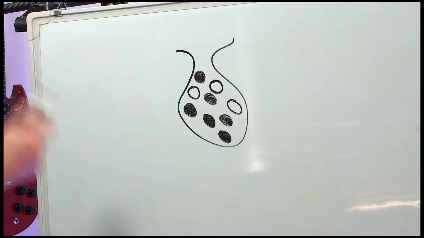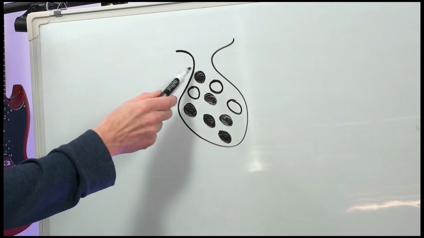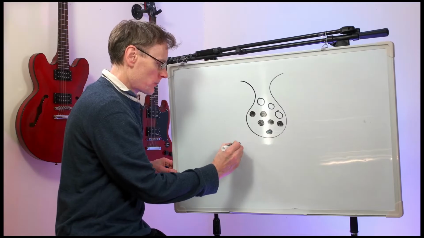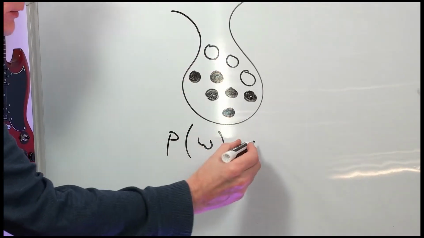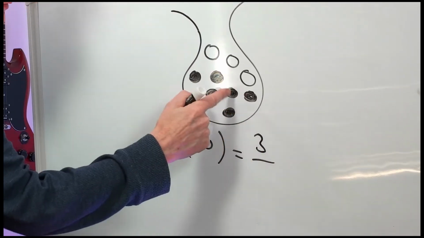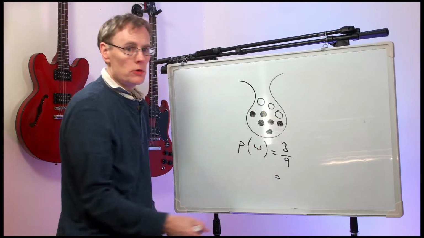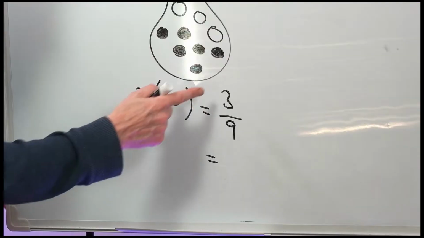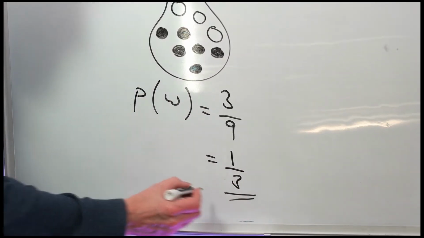Well, you have 3 chances out of 1, 2, 3, 4, 5, 6, 7, 8, 9. Probability white is going to be 3 chances out of 9, which you can reduce to its lowest terms. We can divide the top and bottom by 3 to get 1/3.